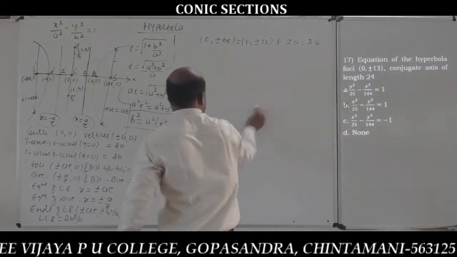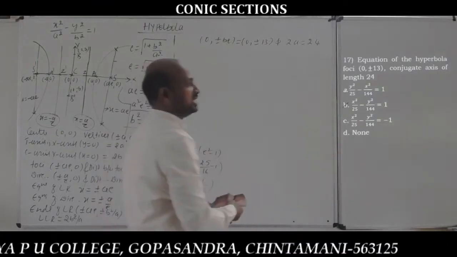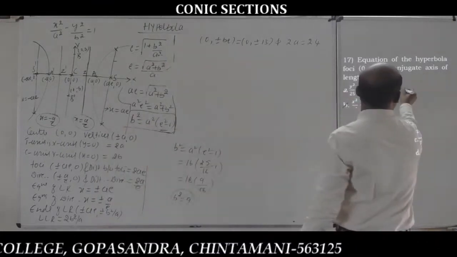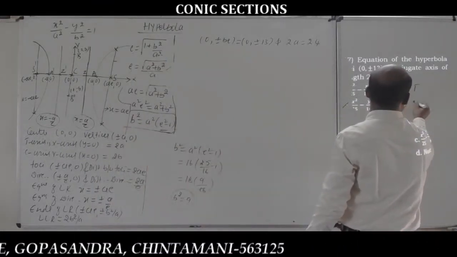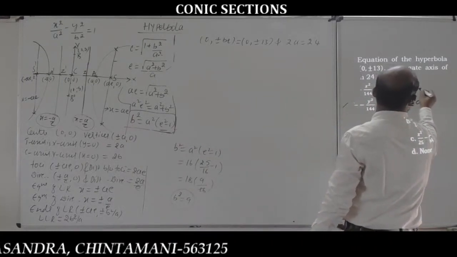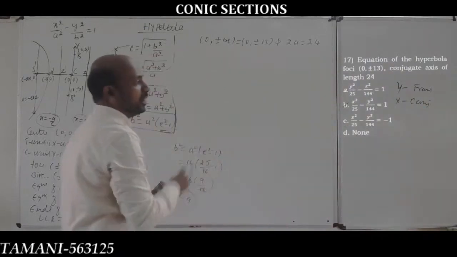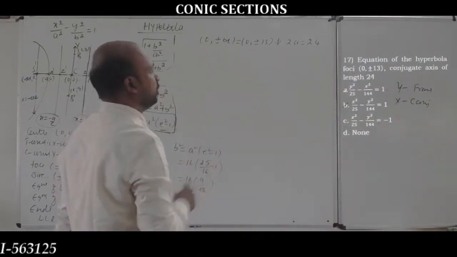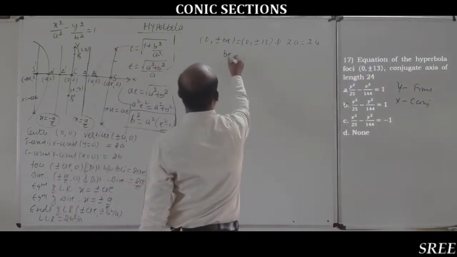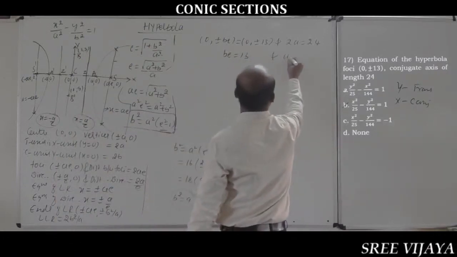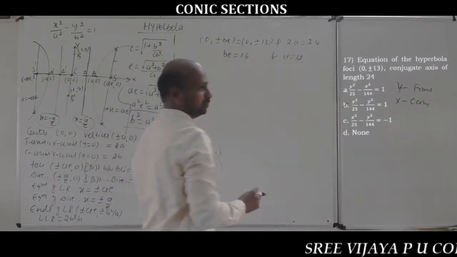For the conjugate hyperbola, the y axis is the transverse axis, so the x axis becomes the conjugate axis. Since the question refers to the conjugate axis, we have to take the x axis, whose length is 2a. So it is b into e equal to 13, and the value of a is 12.